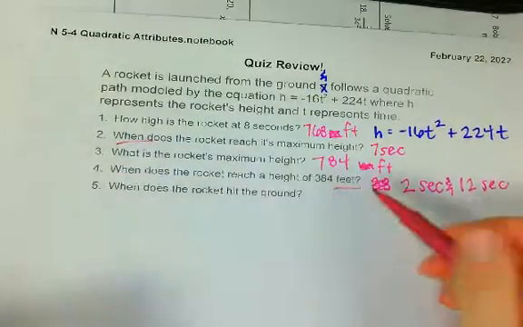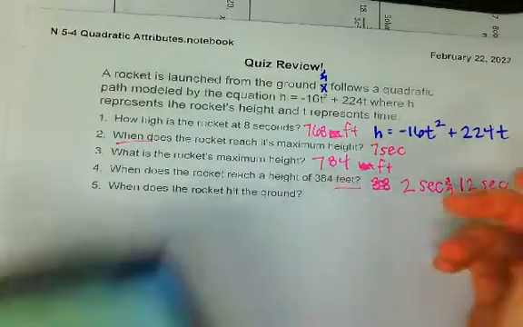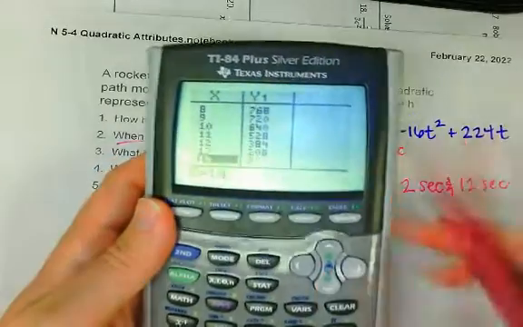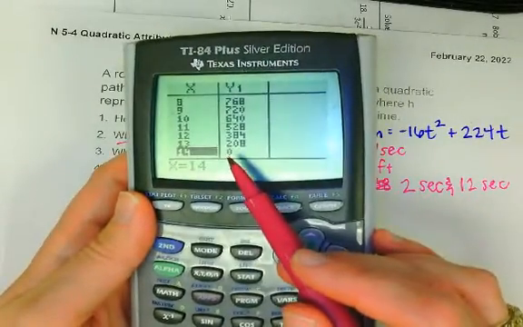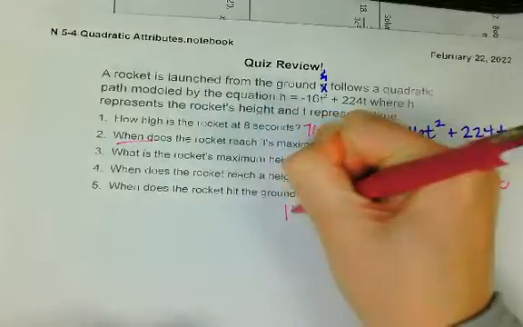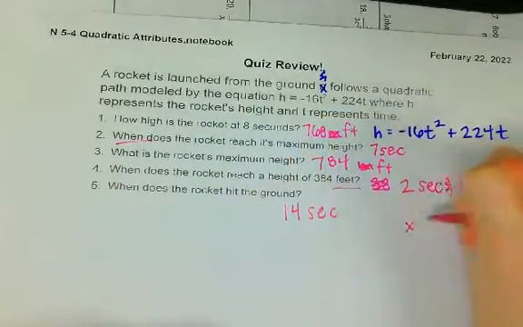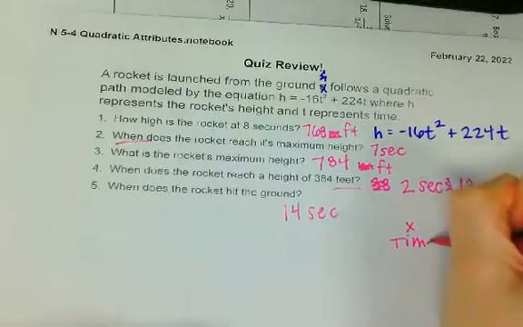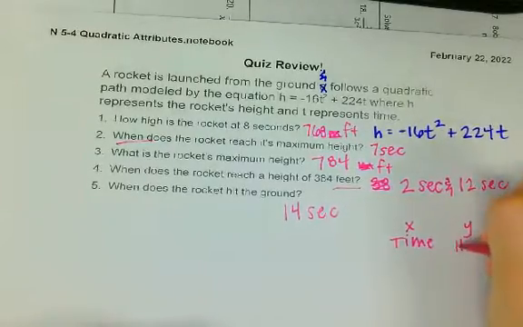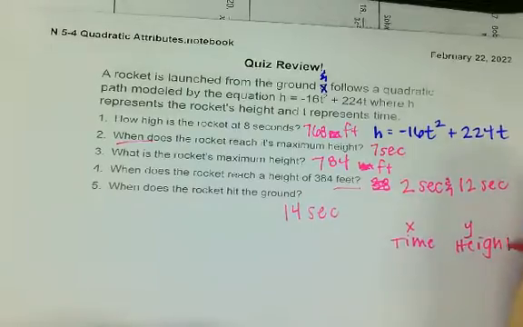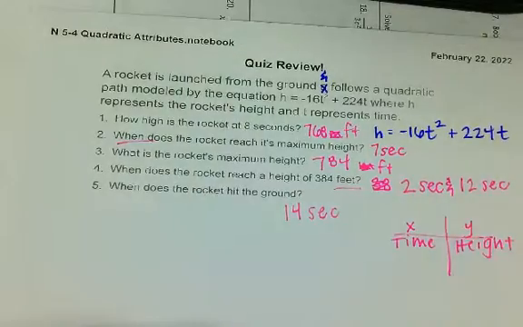And then finally, when does the rocket hit the ground? So we want to keep going until the height is 0 again. It looks like it took 14 seconds. So just remember, in your table, your x is representing your time, and your y is representing your height on all these fun word problems.